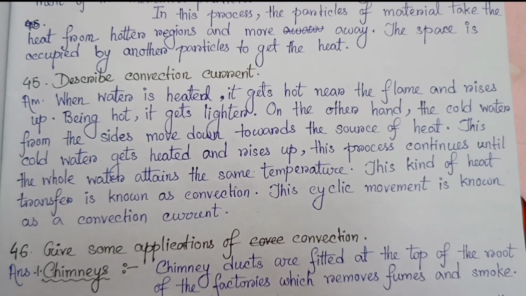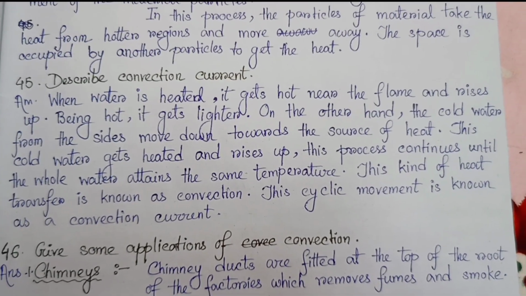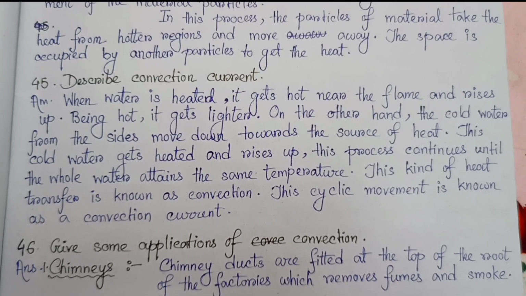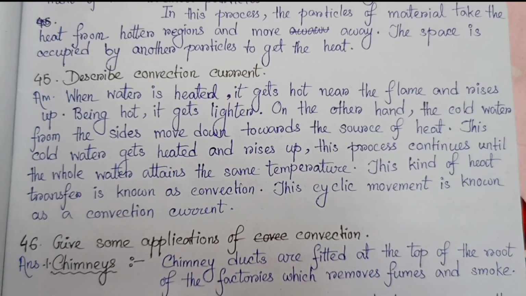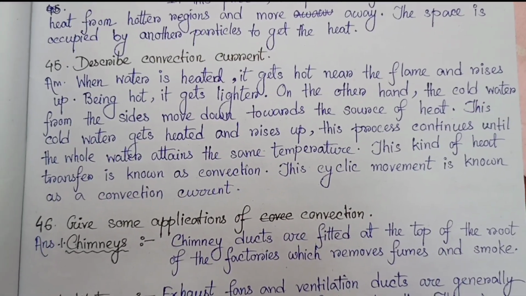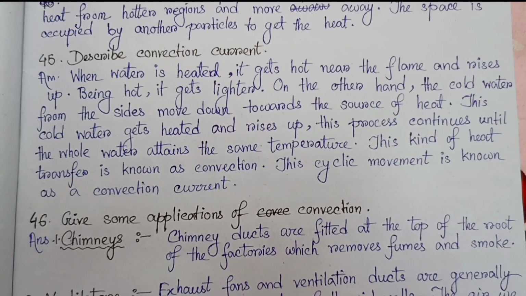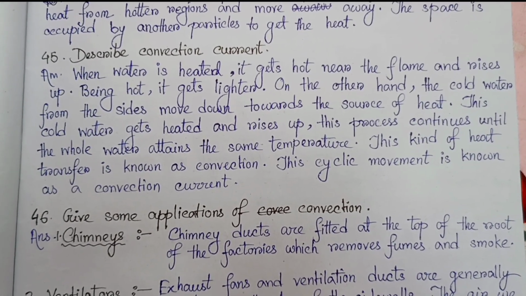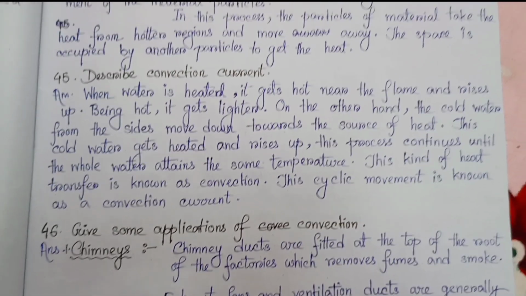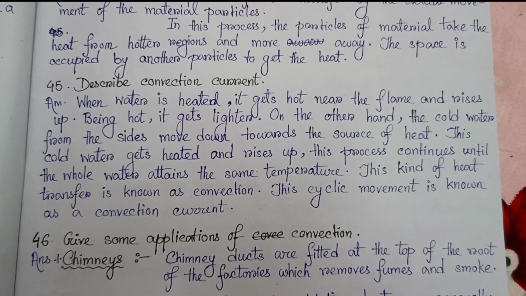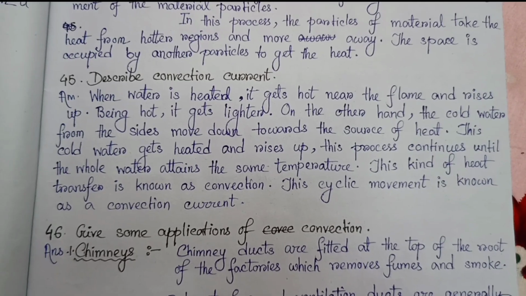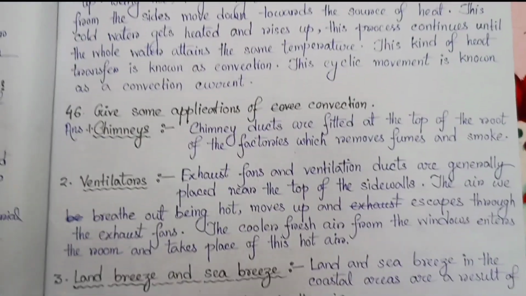Number 45. Describe convection current. When water is heated, it gets hot near the flame and rises up. Being hot, it gets lighter. On the other hand, the cold water from the sides moves down towards the source of heat. This cold water gets heated and rises up. This process continues until the whole water attains the same temperature. This kind of heat transfer is known as convection. This cyclic movement is known as a convection current.